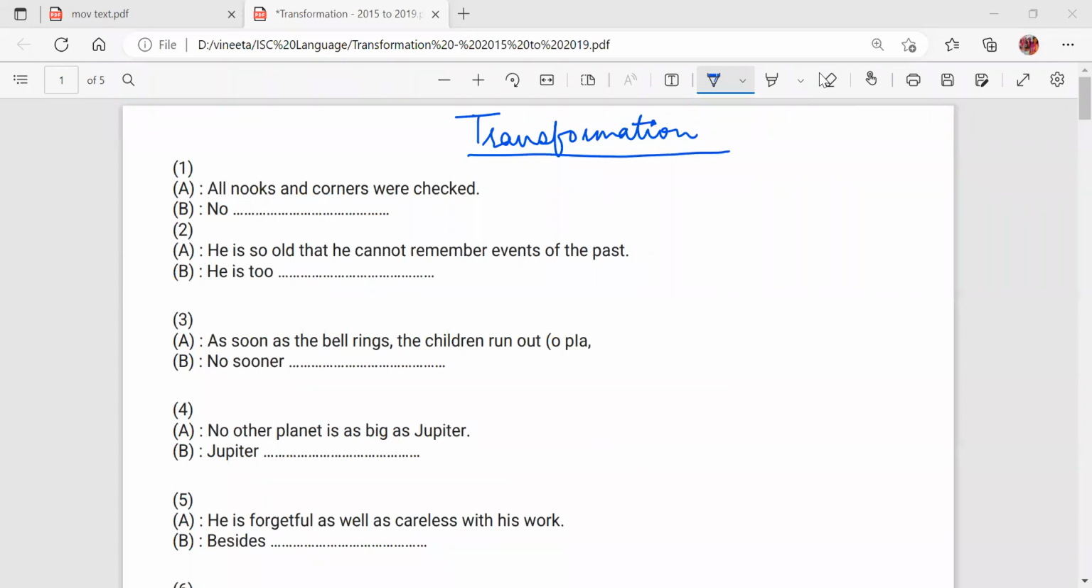Look at the first sentence. All nooks and corners were checked. So here you have to begin it with no. It's an affirmative sentence which you are changing into negative. So most of the time we always use opposites when we change affirmative into negative, right? So it will be like no nook and corner was left unchecked. No nook and corner was left unchecked.